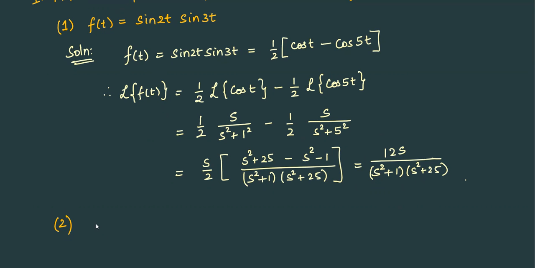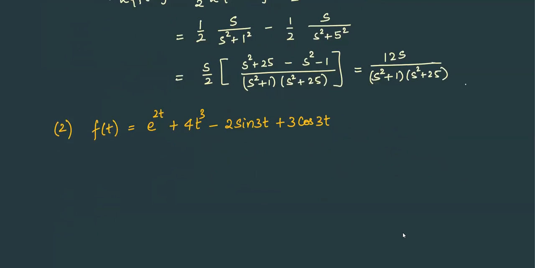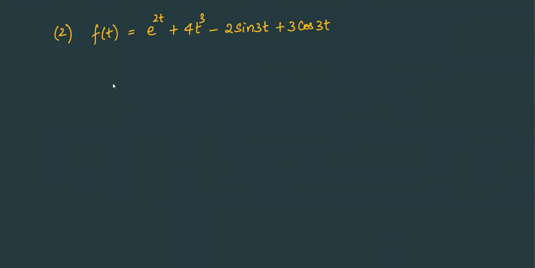Okay, next, let us do this function: e power 2t plus 4t cube minus 2 sine 3t plus 3 cos 3t. So there are multiple functions involved here, and we need to find the Laplace transform of this function.